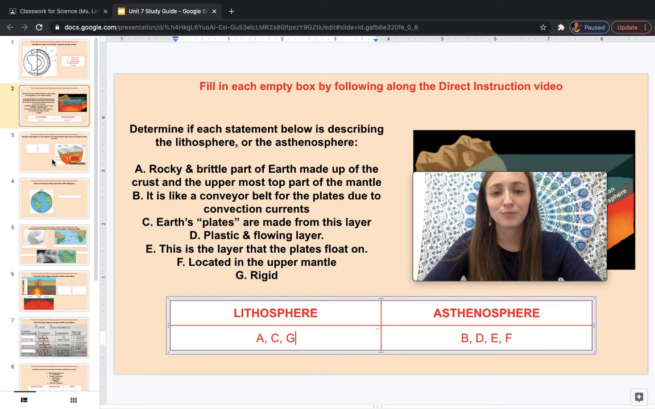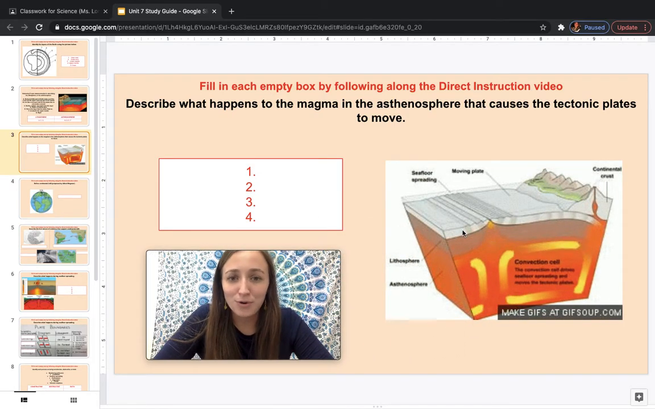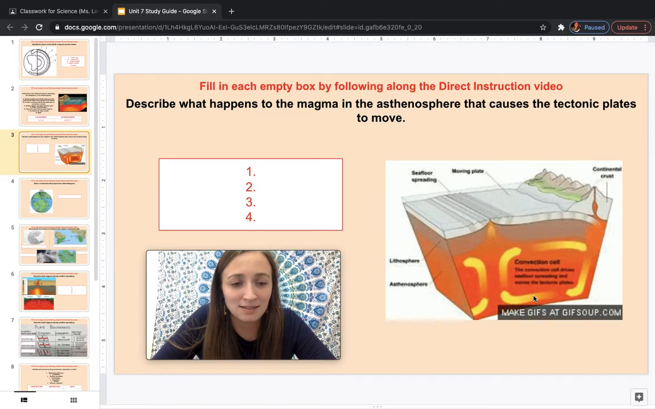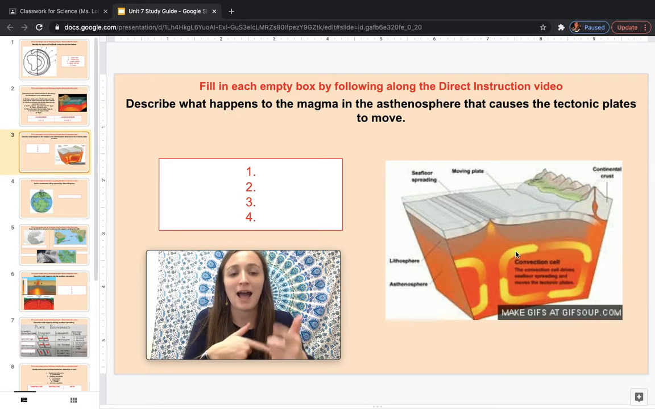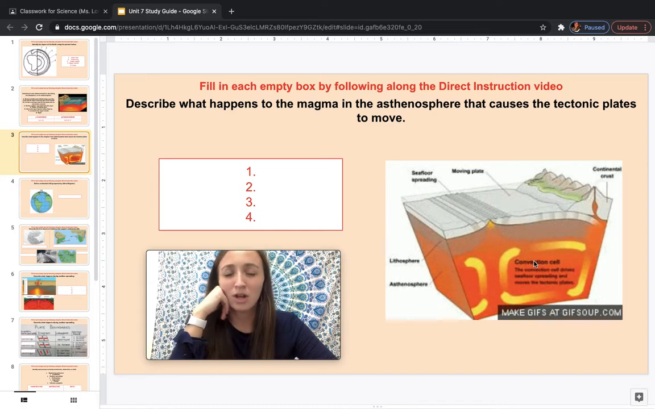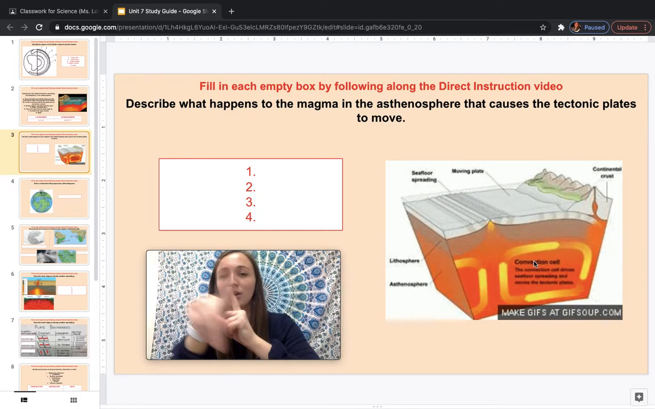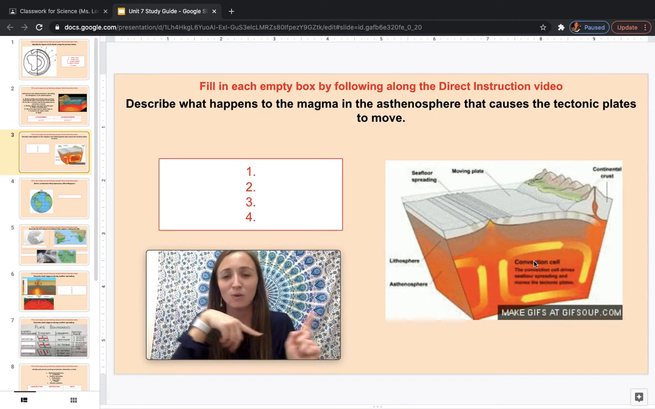So, okay, this slide, we're talking about those convection currents. So again, that magma in that asthenosphere, it's going to move around in a certain way to cause a circular motion to happen. You can think of like a whirlpool. If you've ever got into a swimming pool with your friends and you run around the edge of the pool and it causes a motion in the water to move.